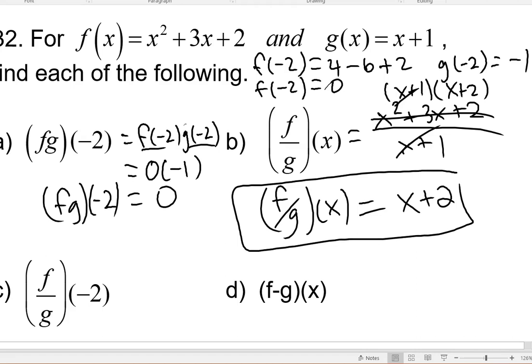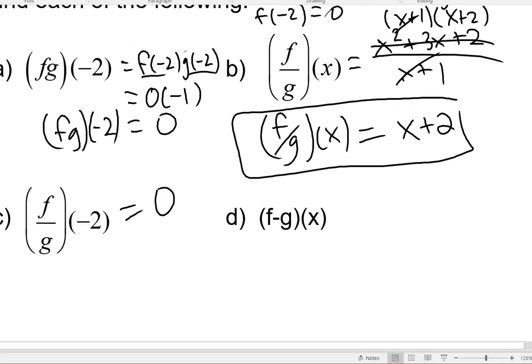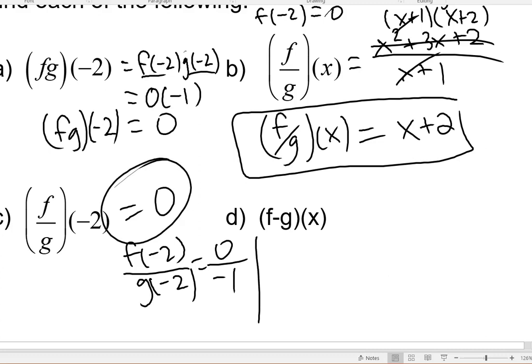Now be careful when I do f over g of negative 2, because yes, I can stick a negative 2 in here, and just get negative 2 plus 2 is 0. But you need to verify, because of the domain, that there aren't any restrictions when I do f of negative 2 divided by g of negative 2. There's restrictions here, right? Well, what was f of negative 2? We got that earlier. That was 0 divided by g of negative 2, which was negative 1. Is that still 0? Yes, it is. And if it is, then that is our final answer.